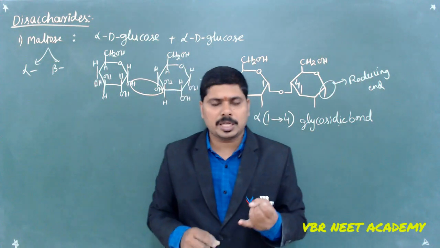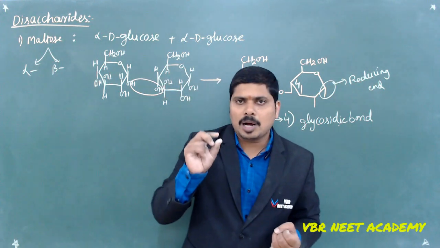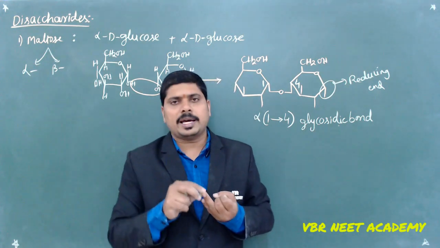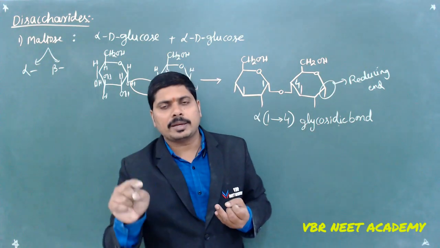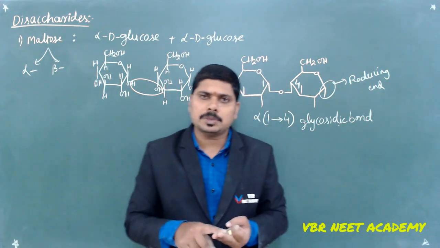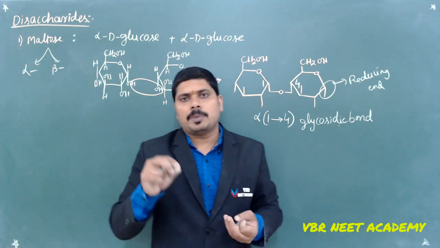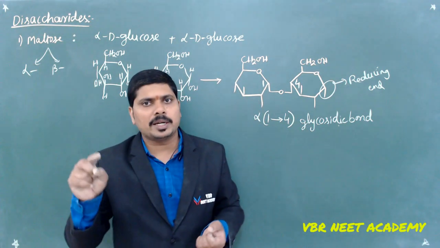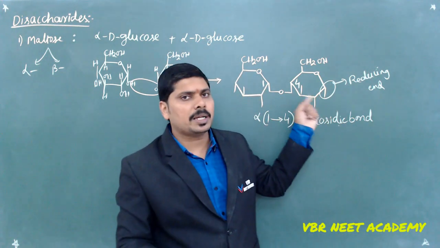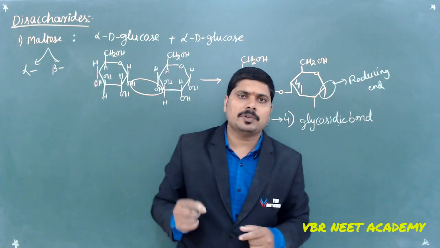These are the important things: alpha D glucose units are the components of maltose. And second, what is the bond present? An alpha 1,4 glycosidic bond. That is the important one. And it can exist in two forms, alpha and beta. So what is alpha? What is beta? Alpha maltose has alpha D glucose at the reducing end. If you have beta D glucose, then it is called beta maltose. Understand? So this is what you have for maltose.